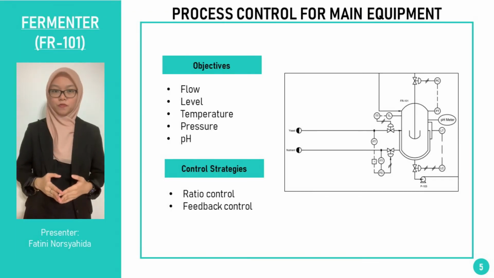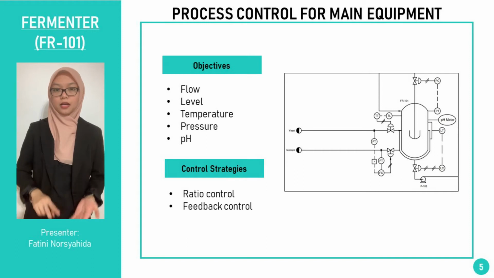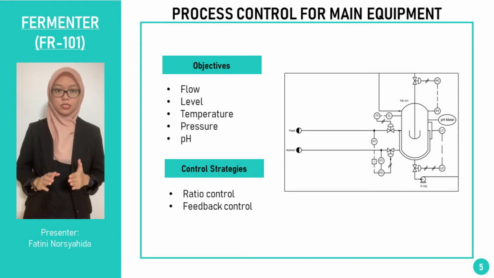Now, let's move on to the control system in fermenter FR101. The objectives are to control flow, level, temperature at 30 degrees Celsius, pressure at 1 to 1.1 bar, and lastly pH at 4 to 5. The control strategies are ratio control for the nutrient flow and also feedback control for the others.